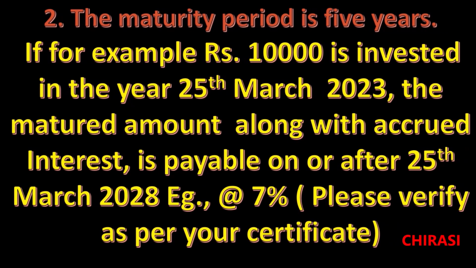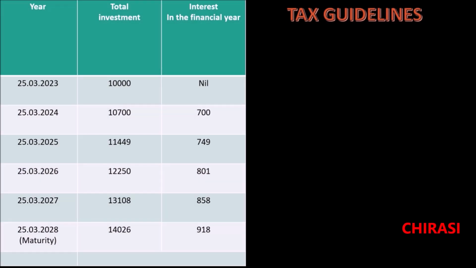If, for example, rupees 10,000 is invested on 25th March 2023, the matured amount along with accrued interest is payable on or after 25th March 2028. Let us consider an example at the rate of 7.7 percent. Please verify the actual rate of interest as per your certificate.